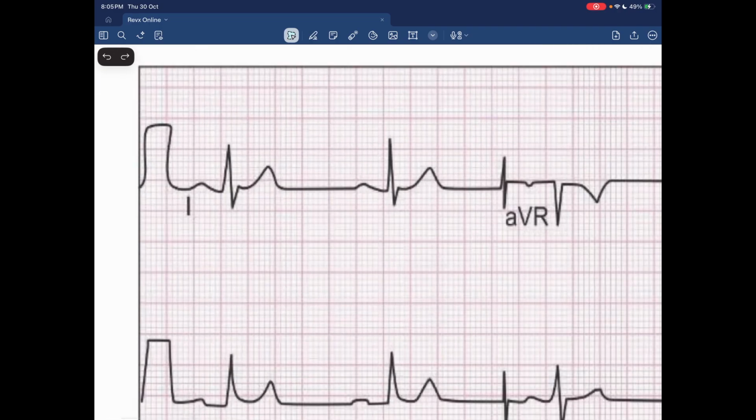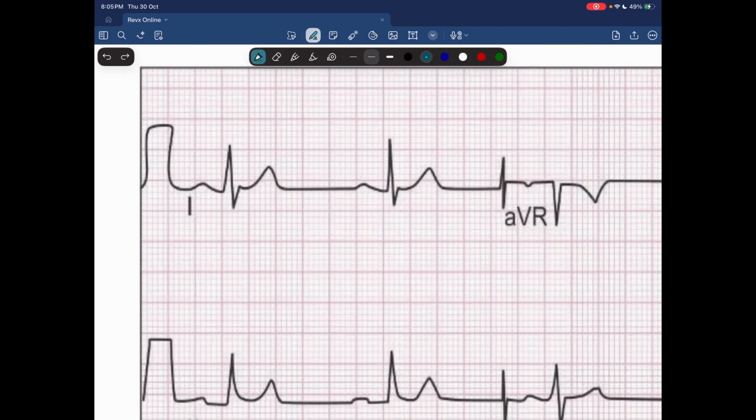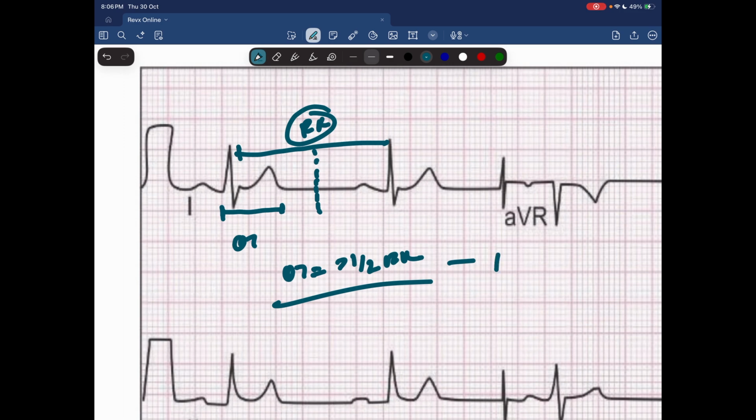Yeah. So you see, this is the QT interval, right? QT interval includes Q to T. If this is QT and this is the RR interval, right? If QT interval, see, it is not even half. But if QT interval is equal to more than half of RR, that is a prolonged QT.